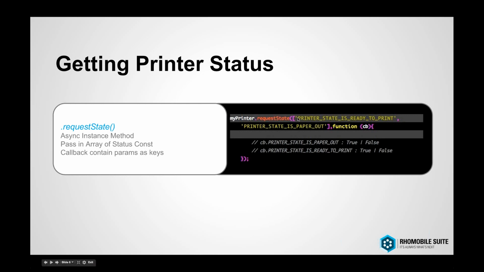These types are documented in the constants section of the RhoPrinter API. Notice I'm not using Rho.Printer, I'm just using the constant name here. So it's an array of states, and they all start with PRINTER_STATE underscore. There's a variety of them that you can get state on. I pass in an array, and then in the callback object there is an actual property with that same exact name. So printer state is ready to print is going to be in my callback object dot printer state is ready to print, and then it'll be true or false.